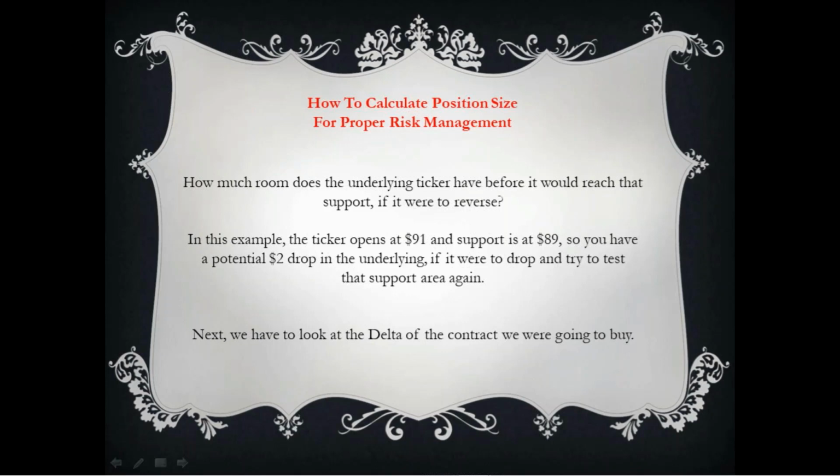If it was going to drop and test that support area again, we don't know if it will, but we know that that $89 is a pretty solid support area. Okay, so our thesis says if that area holds, we want to be in a call position. So we have to understand that it can potentially drop from 91 to 89, and that's a risk that we're going to take if we were to open a position, if it opened tomorrow at $91. So what we need to do to figure this out is we're going to look at the delta of the contract that we're going to buy.